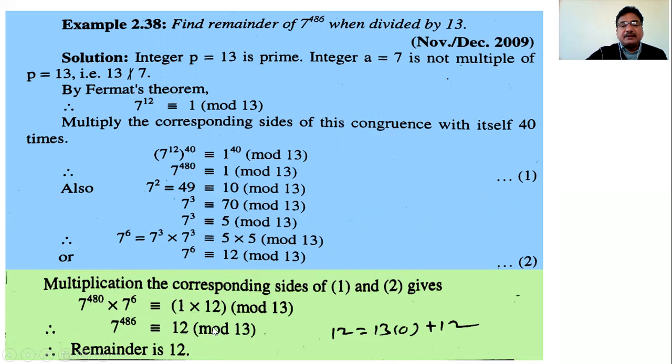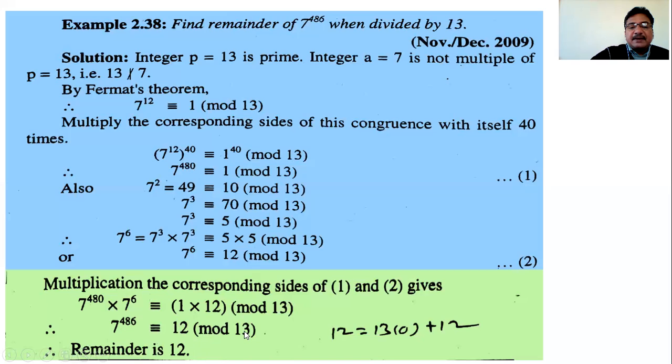1 into 12 is 12, modulo 13. And if you divide 12 by 13, then 0 is the quotient and 12 is the remainder. Suppose you have the number 17 at this place. If we divide 17 by 13, then 1 is the quotient, and 17 is 13 plus 4, so the remainder is 4.